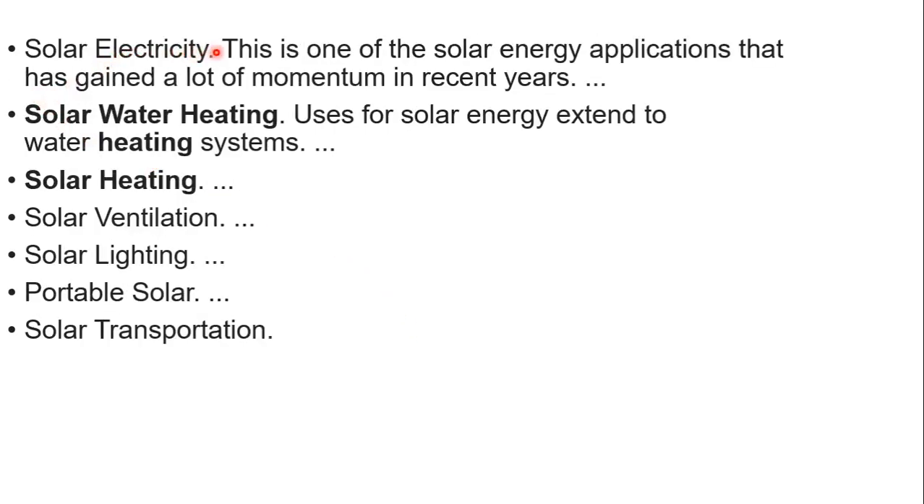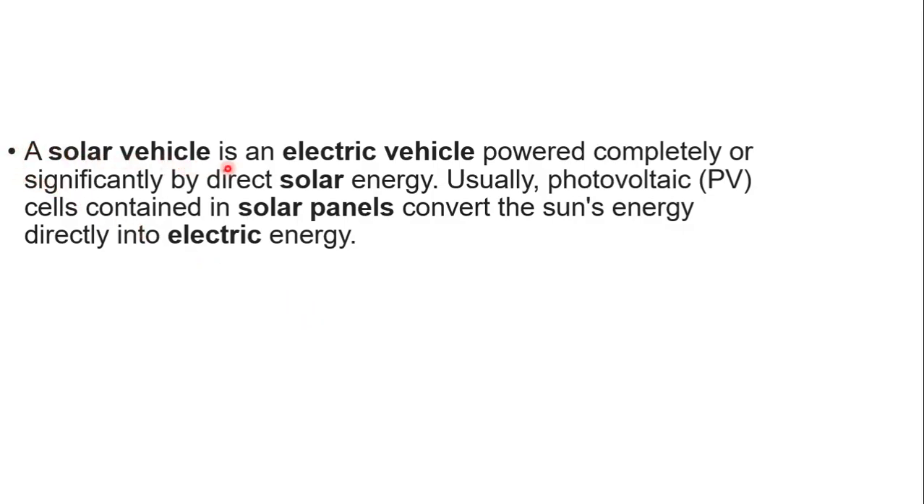Solar electricity. This is one of the solar energy applications that has gained a lot of momentum in recent years. Solar water heating. Uses for solar energy extend to the water heating system, solar heating, solar ventilation, solar lighting, portable solar transportation. A solar vehicle is an electric vehicle powered completely or significantly by direct solar energy, usually photovoltaic PV cells contained in solar panels that convert the sun's energy directly into electrical energy.